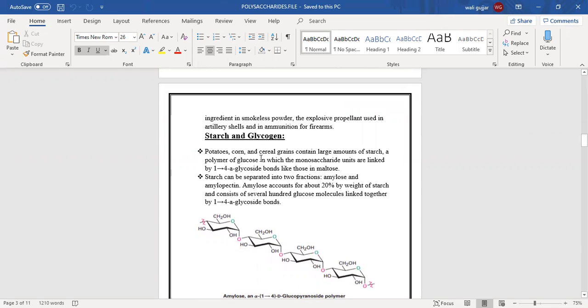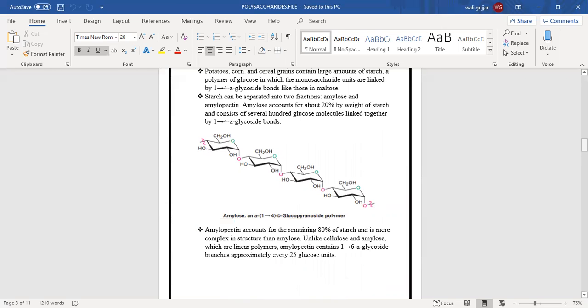Potatoes, corn, and cereal grains contain large amounts of starch, a polymer of glucose in which the monosaccharide units are linked by 1 to 4 alpha-glycoside bonds like those in maltose. Starch can be separated into two fractions, amylose and amylopectin. First we discuss amylose.